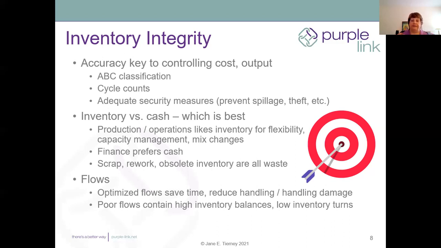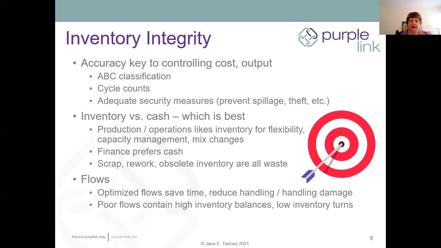You should be having enough of those available that you're not counting every little last washer or screw or nut or bolt, versus something that's an A inventory, which is important. And the ABC classification pretty much goes with the Pareto principle.